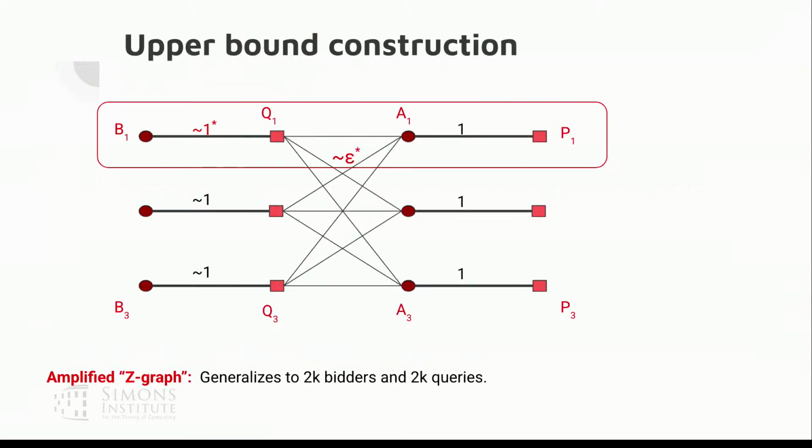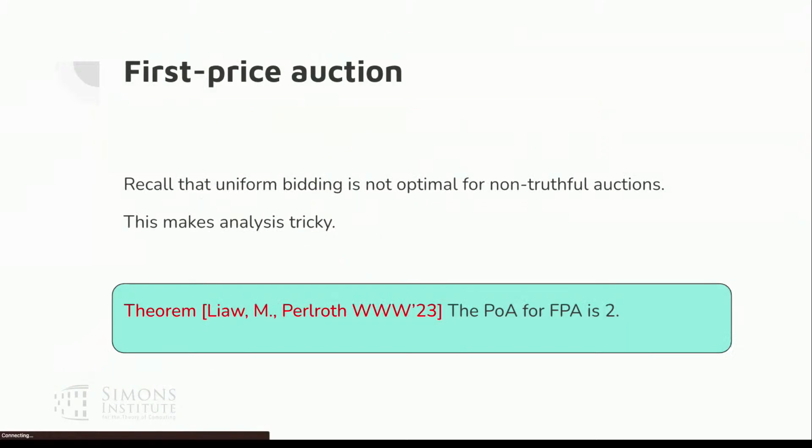And that kind of bad example looks something like follows. This thing in the red box is just the old example with the Z graph, but straightened out. And then you just take multiple copies of that and connect across. It's a little bit hard to follow, but basically it's an amplified version of the Z graph. It shows you that if you have many bidders, all the A's and all the B's, then the intense competition will make it hard to achieve better than a factor of 2.